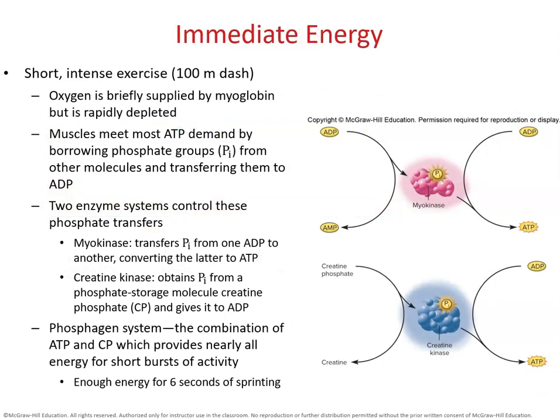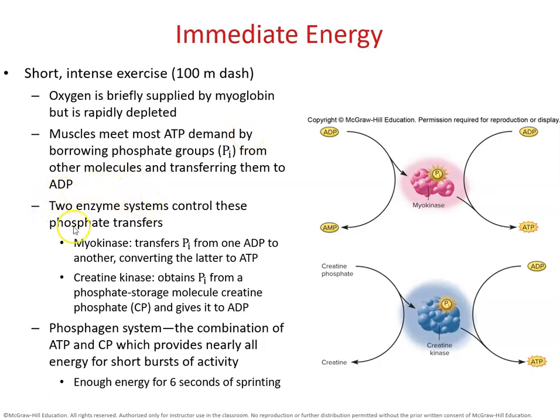So during short, intense activity, for instance, a 100-meter dash, we have oxygen that comes from the myoglobin. Myoglobin is carrying oxygen, but this gets used up very, very quickly. Okay, so once that's used up, our muscles still need ATP.